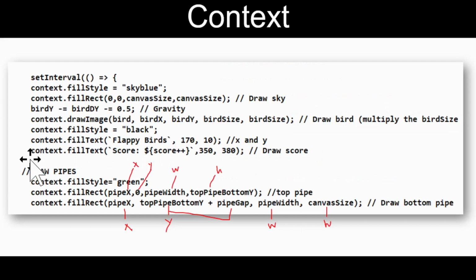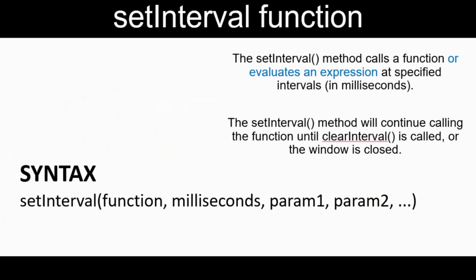So this is an example of, in the Flappy Birds game, the context that we'll be using, and you can see over here context.fillStyle green and context.fillRect. Again, this is not going to make any sense yet, but as we create it, it will start to make sense. And you can use this context to do all kinds of things in conjunction with the canvas.